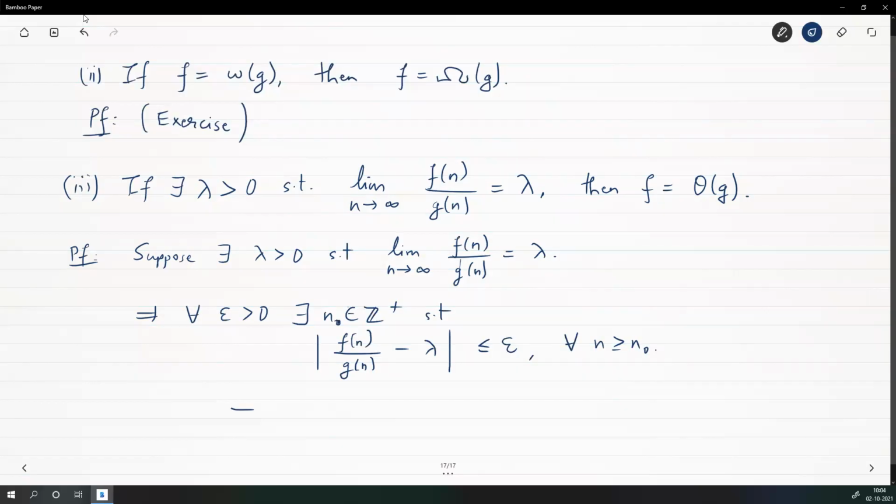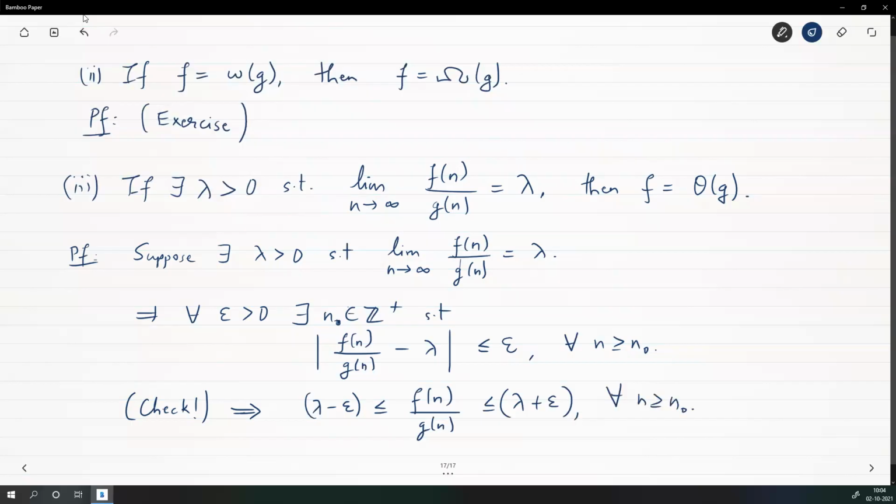But what does this give? Now I'm writing this in short, but I want you to check this implication. Check that this actually tells us lambda minus epsilon is less than or equal to f of n by g of n, which is less than or equal to lambda plus epsilon, for all n greater than or equal to n naught. This is very, very easy to check.